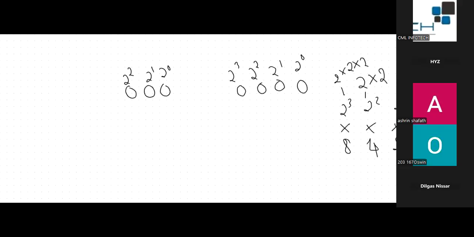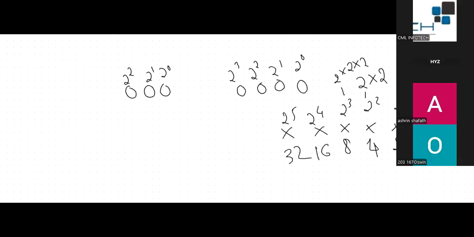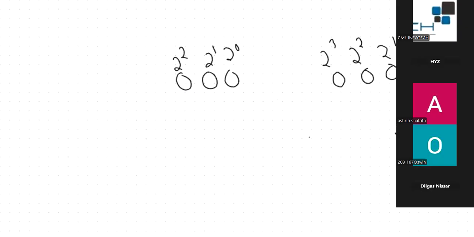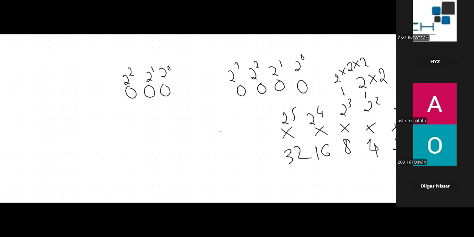Next, 2 raised to 4 is 4 times 2, which is 16. So the bottom line is that each step doubles the value. So 2 raised to 5 is called 32. Any value multiplied by a 0 is 0.